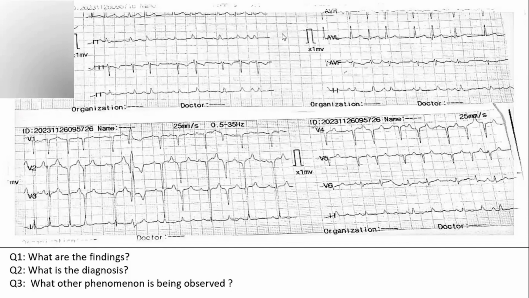What's happening in lead V1? Is it an Ashman's phenomenon? Okay, but what's the other thing? Look at it. It's a narrow complex where two P waves are coming intermittently in between the two RS complexes in V1. Okay, great, well done. And some premature beats are there.